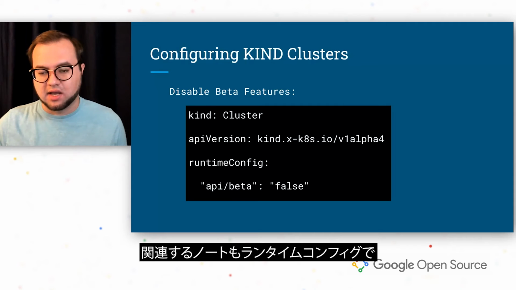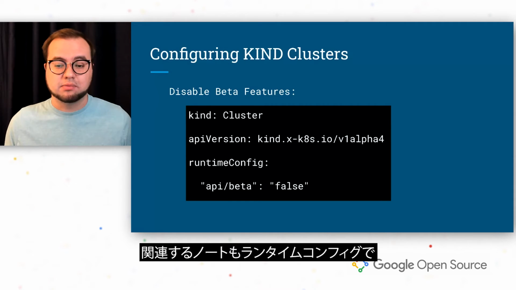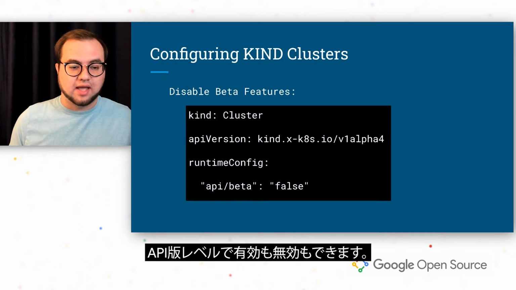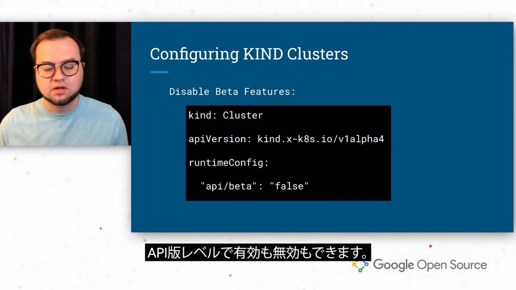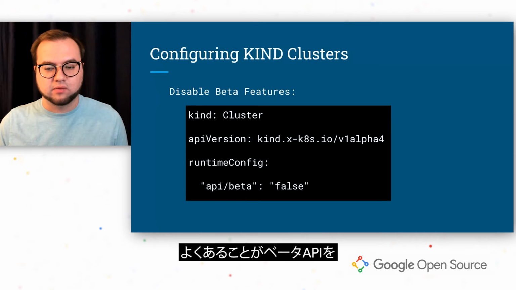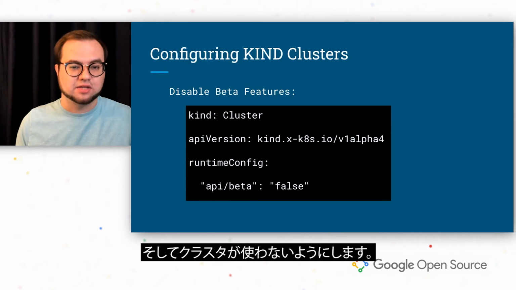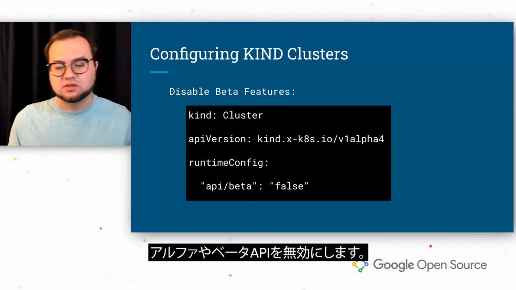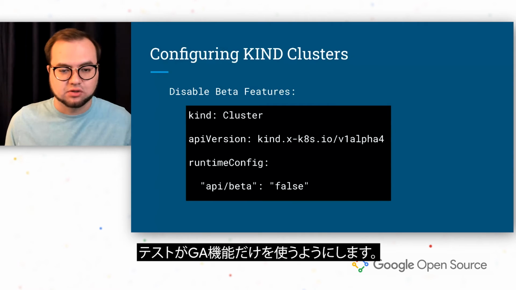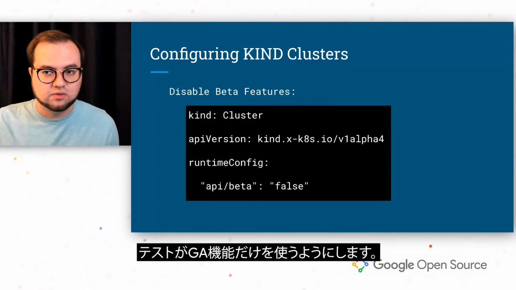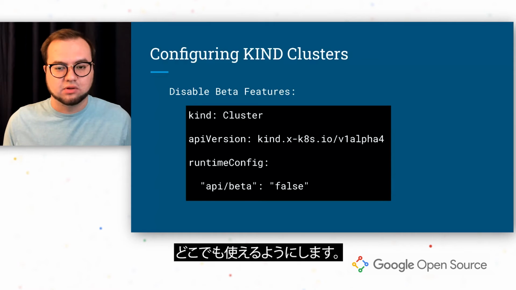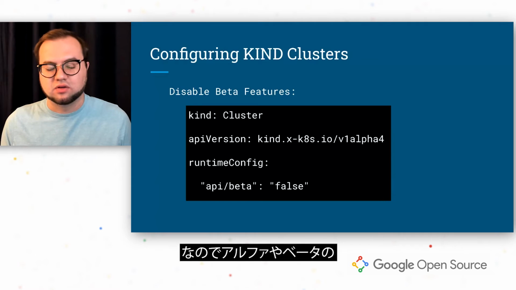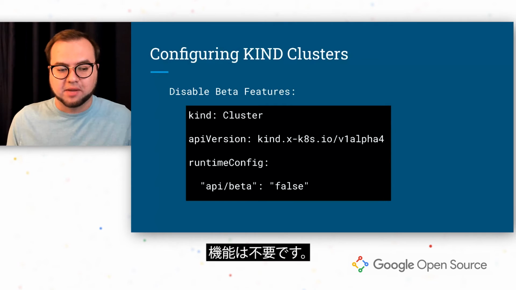And on a related note, you can disable or enable in the runtime config the APIs at this level. So a pretty common thing that you might want to do is disable, say, beta APIs and make sure that your cluster is not using that. You might also want to do alpha. So you could disable alpha beta APIs, make sure that your tests are only using GA features that are going to be available everywhere. Maybe you're using K3S in some places or something, so you don't want to depend on any alpha or beta features.